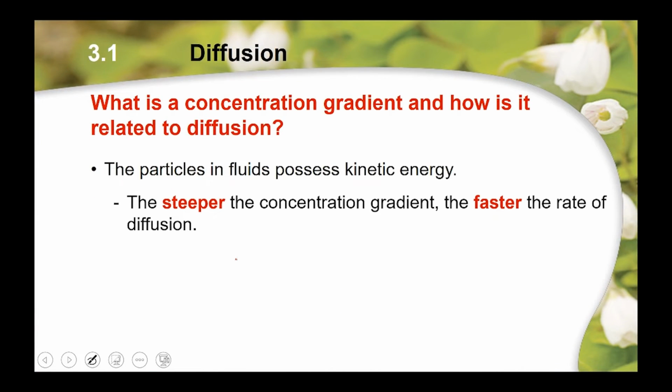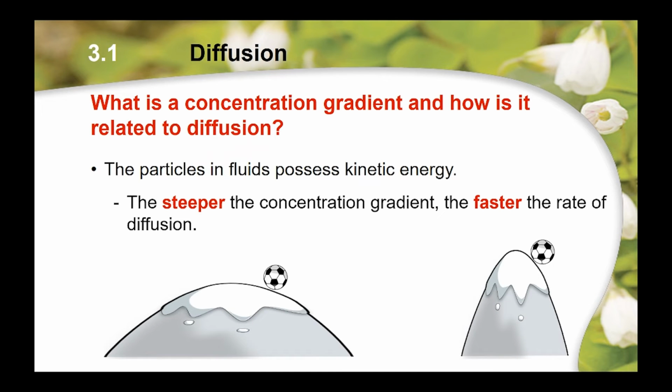So, as I've mentioned, because there's a concentration gradient, particles are able to diffuse. Now, the steeper the concentration gradient, the faster the rate of diffusion. Try to imagine these two scenarios, whereby there's a ball at the top of a hill. Now, do you know which of the balls will roll down faster? I guess this is pretty straightforward.